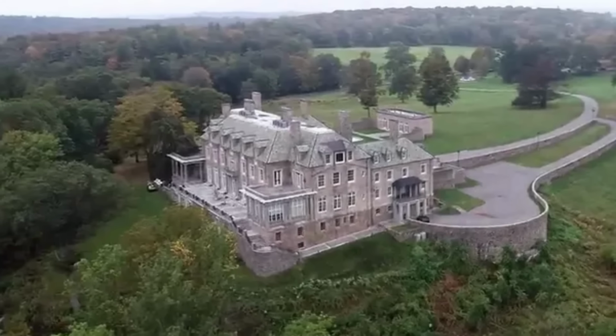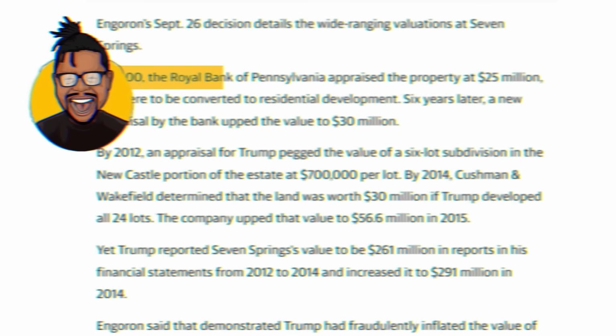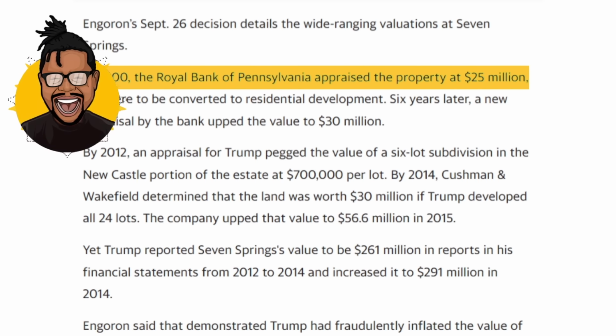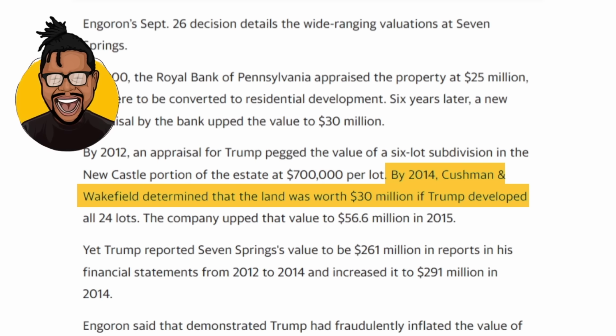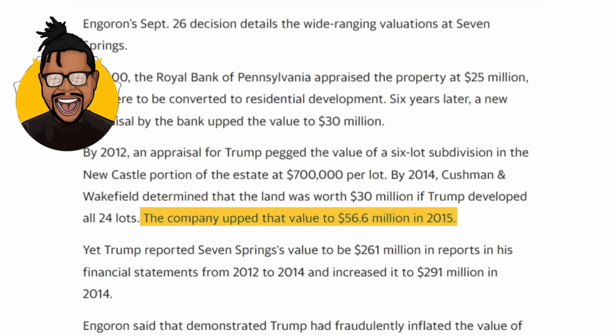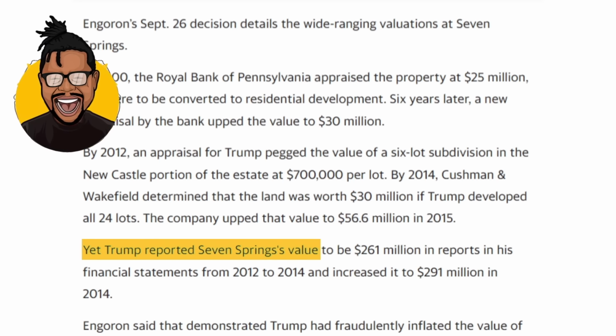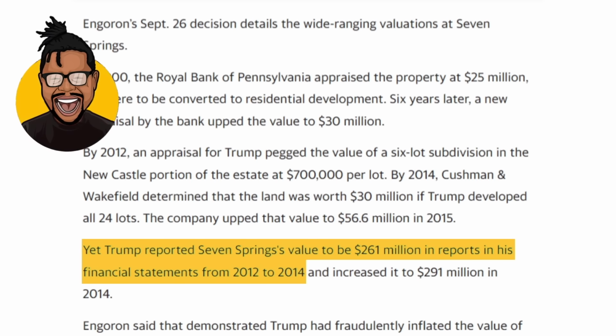Now, the next property the court looked at was Seven Springs Estate. Now, this was first appraised by the Royal Bank of Pennsylvania in the year 2000 at $25 million. Then it was appraised at $30 million in 2006. Then the appraisal firm Cushman and Wakefield came in and appraised the property in 2014 at $30 million, and then in 2016 again at $56 million. Now, the Trump organization, in their statement of financial condition, reported the value of the property at $261 million in 2011 and $291 million in 2012 to 2014.